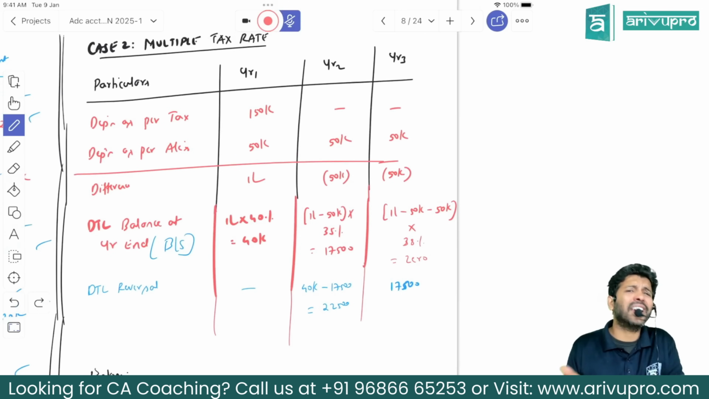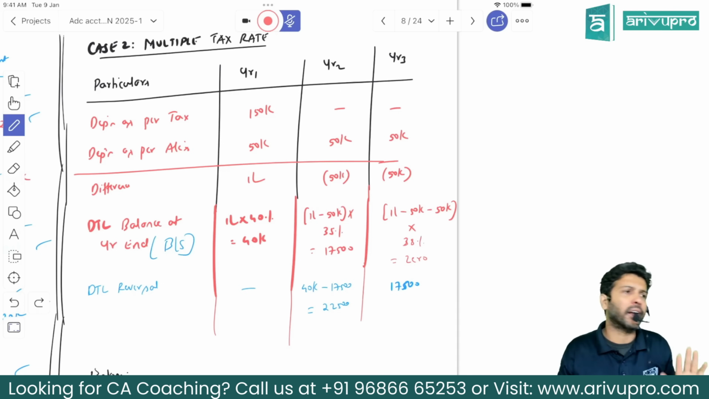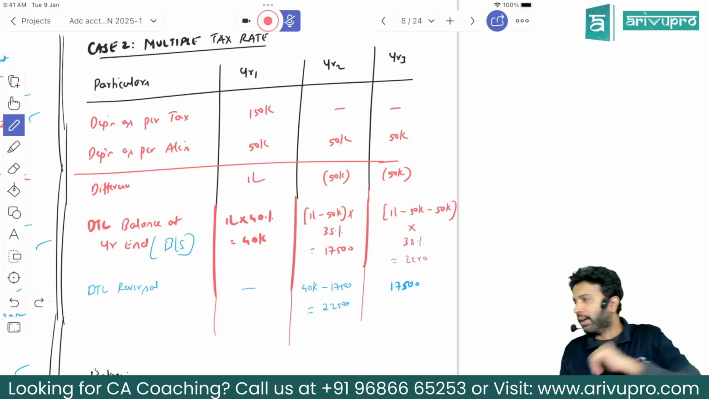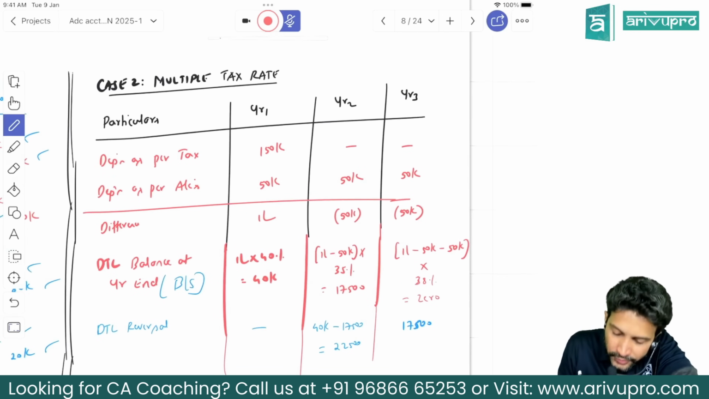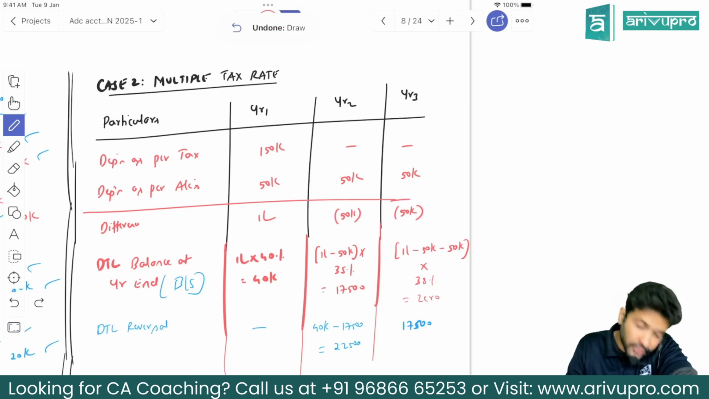Entry you know. For creating DTL, the journal entry is P&L to deferred tax liability. For reversal, it is the opposite: DTL to P&L. Calculation is the funda. Okay. Third year, again you tell me. What was the difference in first year? 1 lakh. In that, how much got reversed in second year? 50,000.